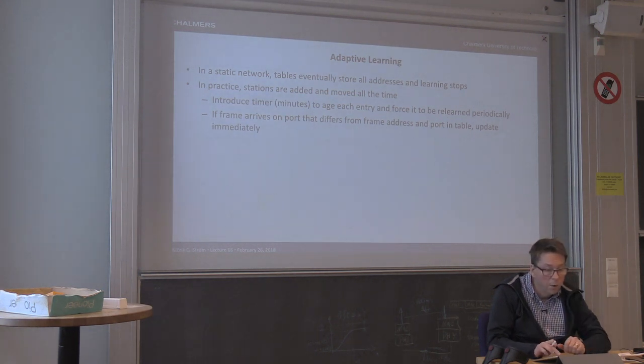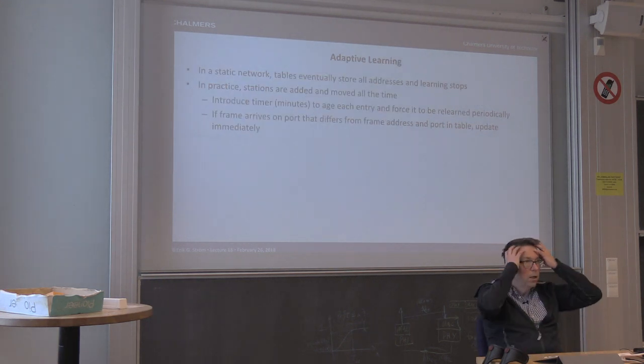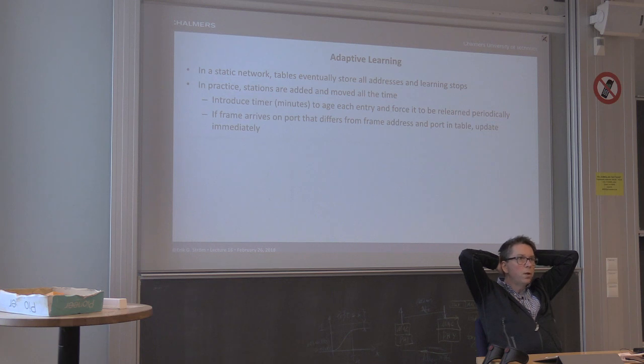Okay, I think we stop here today, and next lecture we will talk about one problem that occurs when we have these types of switching networks, and that is when we have loops in the networks, and we need to deal with that also. And once we have figured that one out, we go for Wi-Fi.